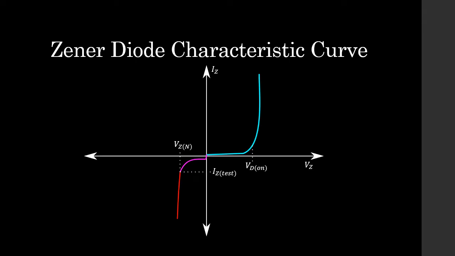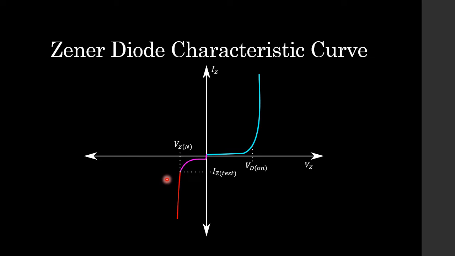Now here's something that I think we're all familiar with, the Zener diode characteristic curve. Now, of course, we can see from our Zener diode characteristic curve, the blue part is the forward bias region, the purple part is the saturation, and the red is the breakdown region, which is obviously exactly where we want to be operating our Zener diode.